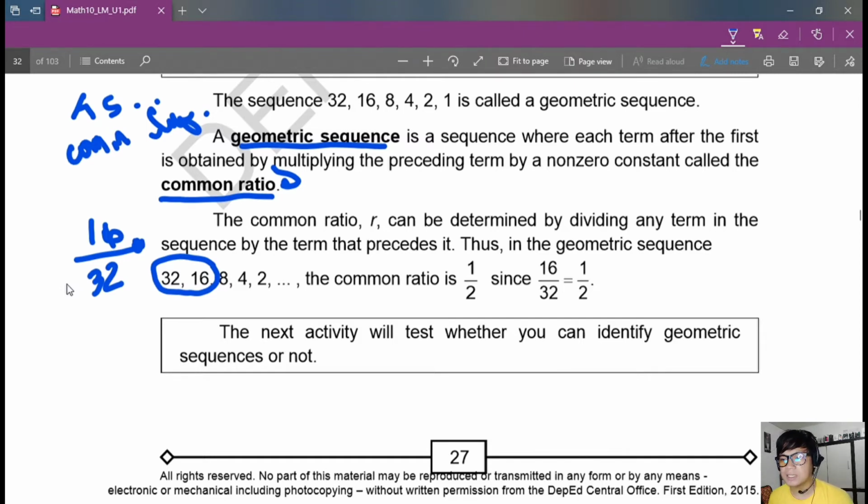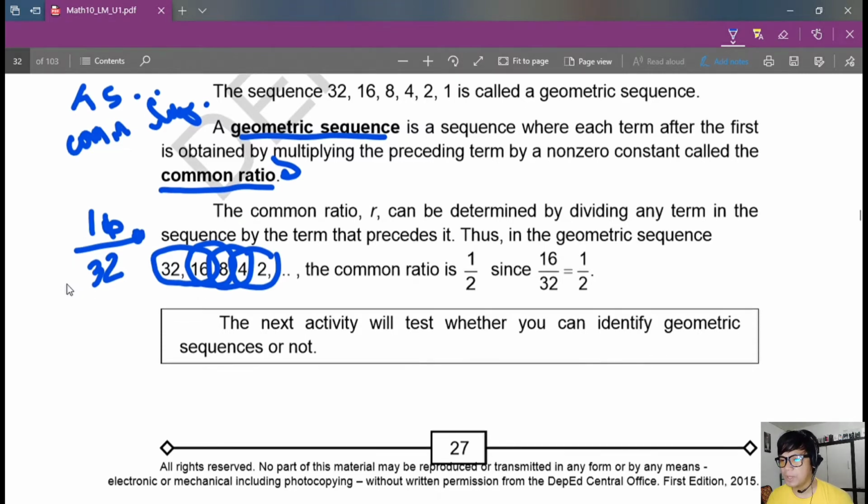So it is common sa lahat na magkasunod na terms. Take for instance ito, 16 and 8. So that is 8 over 16 or 1/2 also. Ito, 8 and 4. So that is 4 over 8 or 1/2. Ito, 4 and 2. That is 2 over 4, which is also 1/2. So geometric sequence, it has a common ratio.